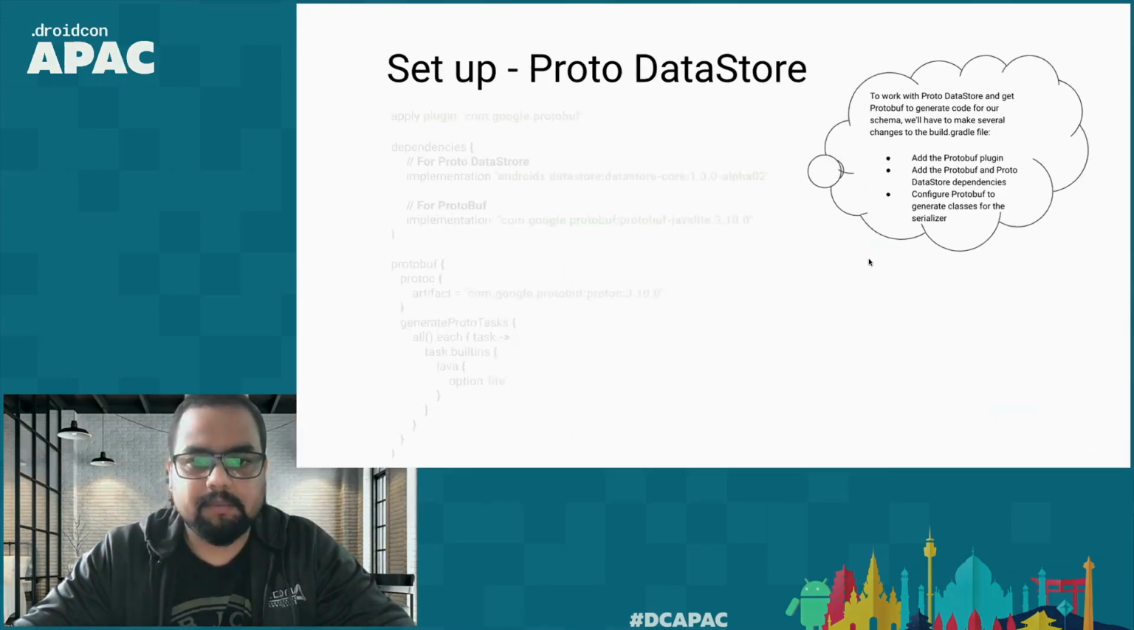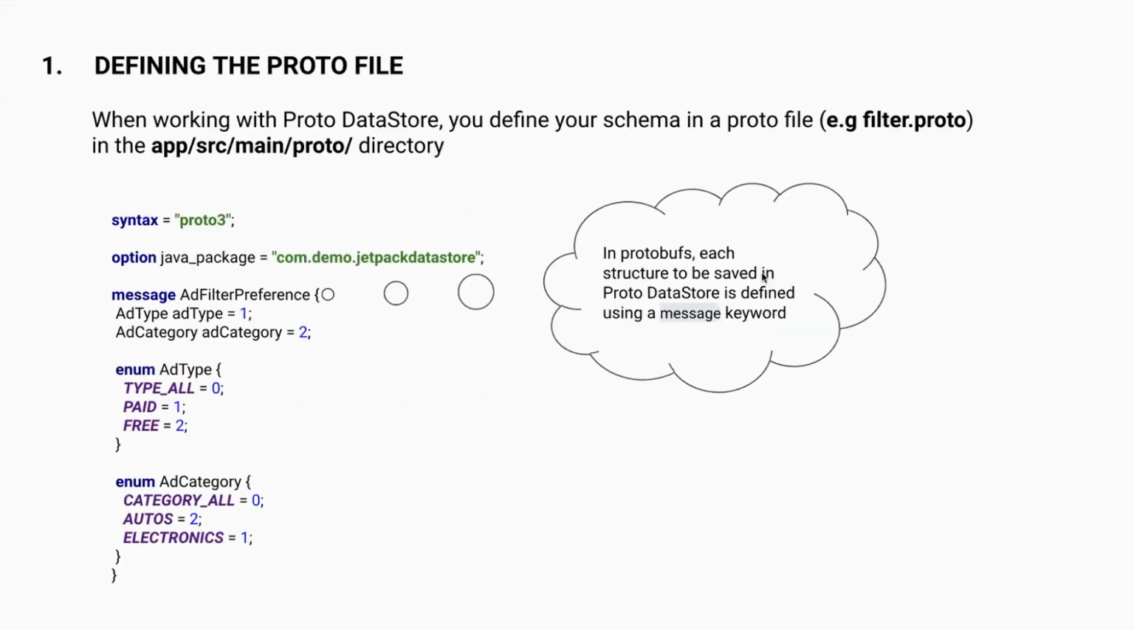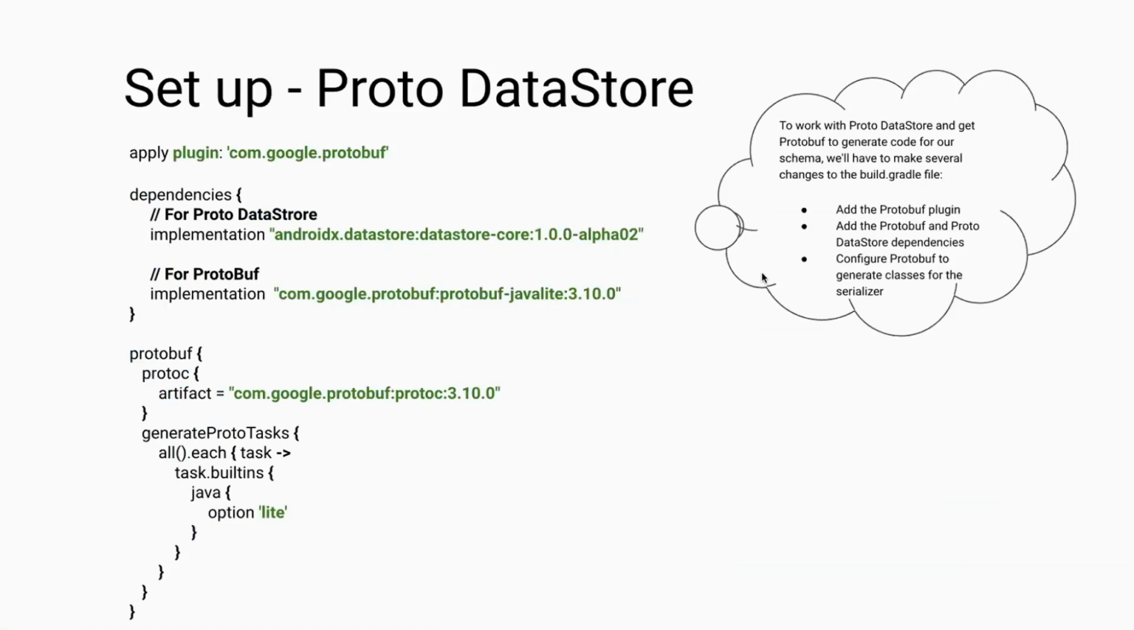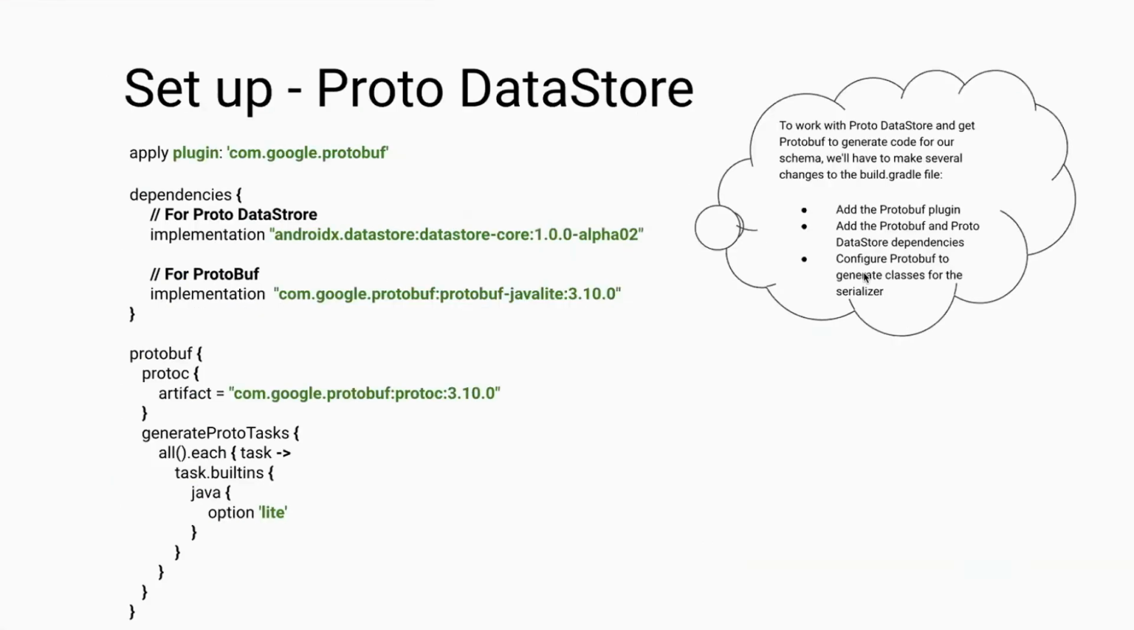Now, the setup part. For protocol buffer, you need to have datastore core, and the version used for the demo is Alpha 02. Right now it's Alpha 05. Along with this, you need to add the protobuf plugin. Below you see the protobuf plugin where you need to add the generate proto task in Gradle, where it will convert your proto file into the protos. So data store dependencies is one of the things you need to take care of. Second is the protobuf plugin. Third is generating the classes for the serializer. So configure protobuf to generate the classes for the serializer.